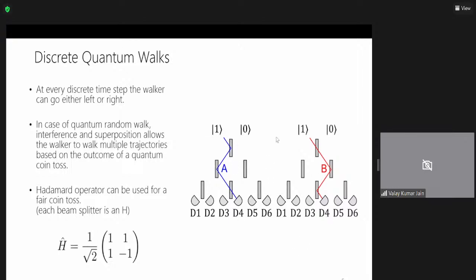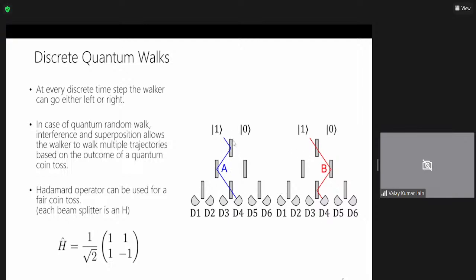But there are two different paths which we can take, depending on whether the first beam splitter is going to allow for transmission or it's going to allow for reflection. And both transmission and reflection have a 50-50 probability. So it's a Hadamard operation. So you will see that both A and B result in the same detection in D4.